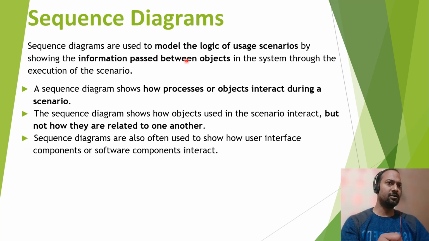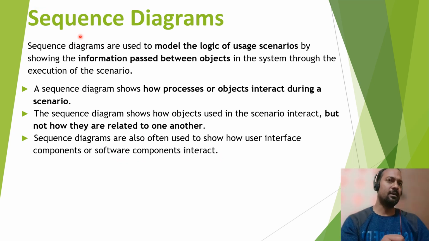Sequence diagrams are used to model the logic of usage scenarios by showing the information passed between the objects in the system through the execution of the scenarios. A sequence diagram shows how processes or objects interact during a scenario. The sequence diagram shows how objects used in the scenario interact, but not how they are related to one another. Sequence diagrams are also often used to show how users interface components or software components interact.